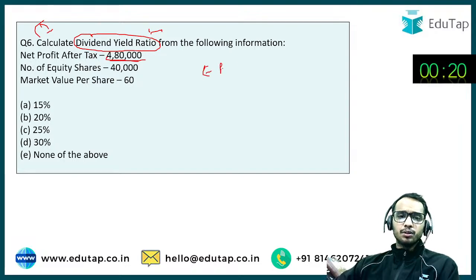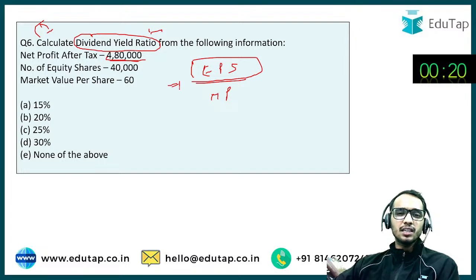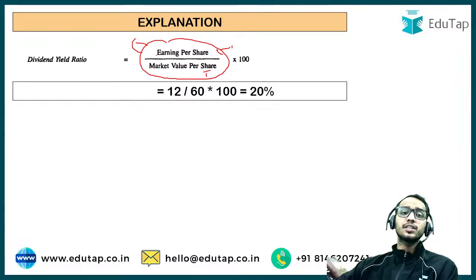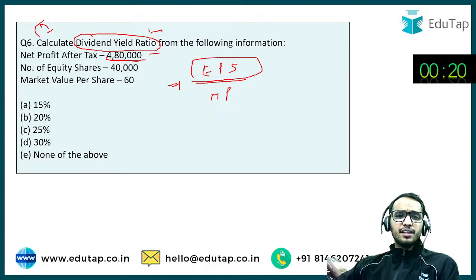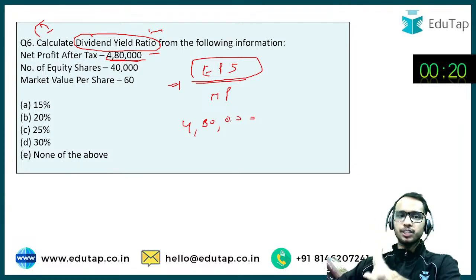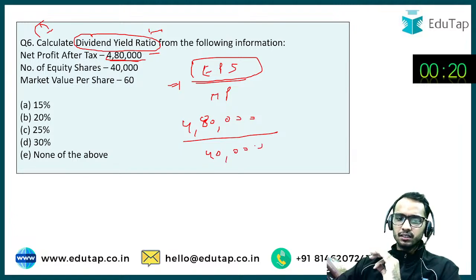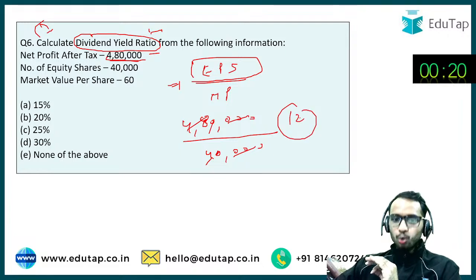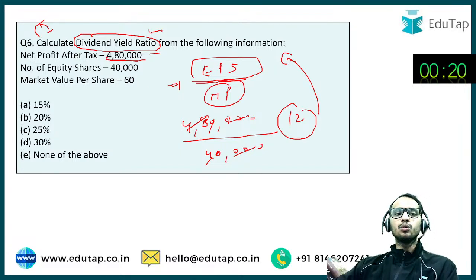So now you haven't been given the EPS directly. Can you see? You have been given the EPS directly? No. Earning per share is not given to you directly. Nowhere it is written. So you have to first calculate it. Very easy. Net profit after tax. So suppose this 4,80,000 is available for only equity shareholders, right? Now number of equity shares are 40,000. Just divide it now. So you will have 12 rupees as EPS, isn't it? So EPS we have found out. Okay, numerator you have got. Market value per share is given to you as 60.